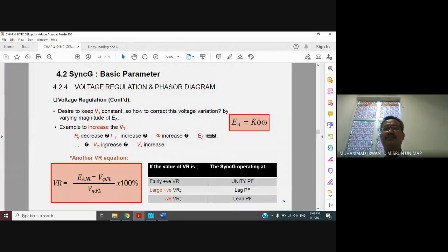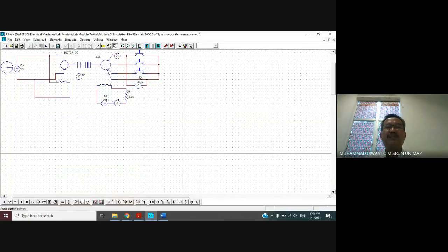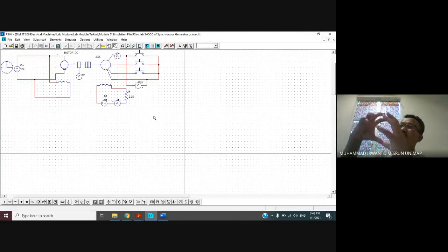Okay, and then, Sam, please look at this simulation. When you do one simulation, I repeat again: one synchronous generator, the rotor is constructed by winding. The winding is connected to a DC voltage source. The DC voltage source can be separate, meaning from a battery, or connected to a DC generator coupled together with the synchronous generator rotor, or self excitation.